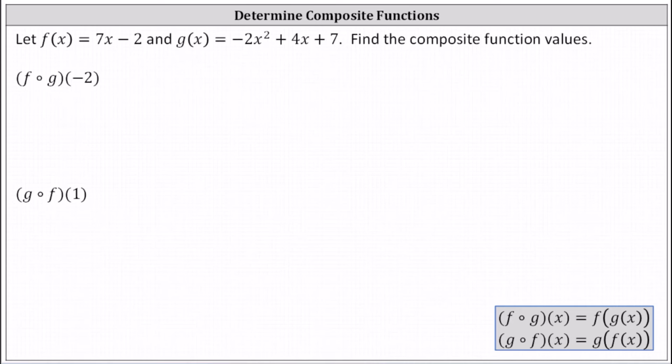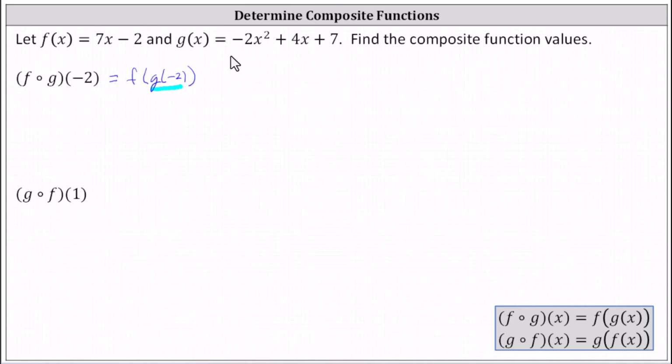It'll be helpful to rewrite this using the alternative notation shown below. We can also write f of g of negative 2 using this notation here. Again, these two notations mean exactly the same thing. And now to determine the composite function value, we begin by determining the inner function value of g of negative 2. Once we determine this function value, it will become the input into the function f.